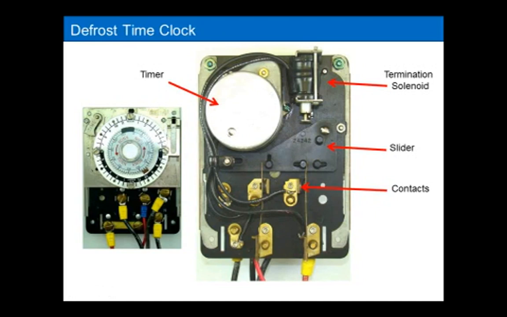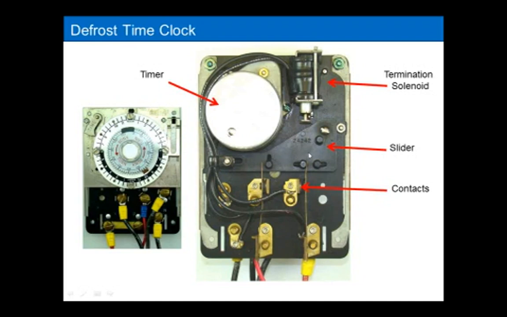Now when I'm in a defrost mode, since I'm going to terminate it by temperature, not by time, I have to have a different means of moving the slider without using the time clock or the time gears. Because normally the slider is moved by the gearing based on time. But what they've done is they've incorporated this termination solenoid into the system. And this termination solenoid is another way of moving the slider back to the refrigeration mode.